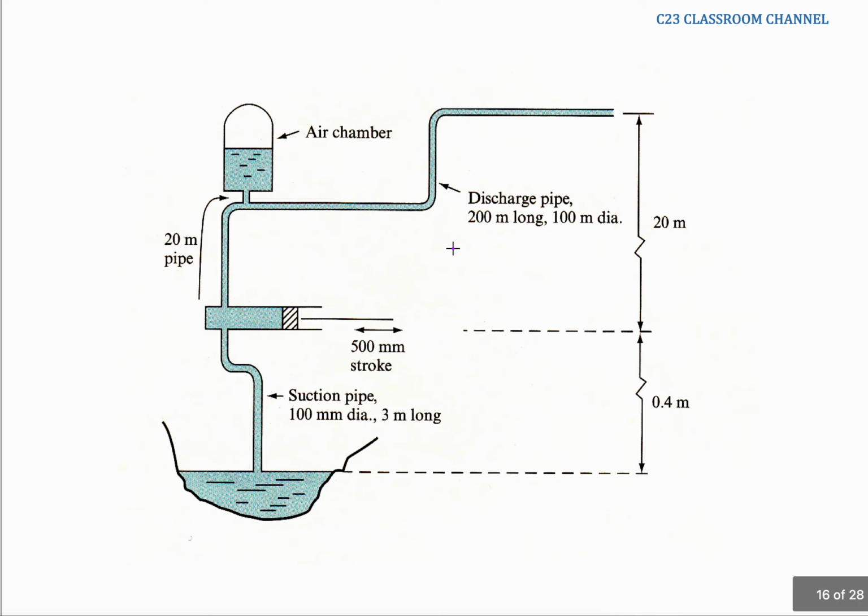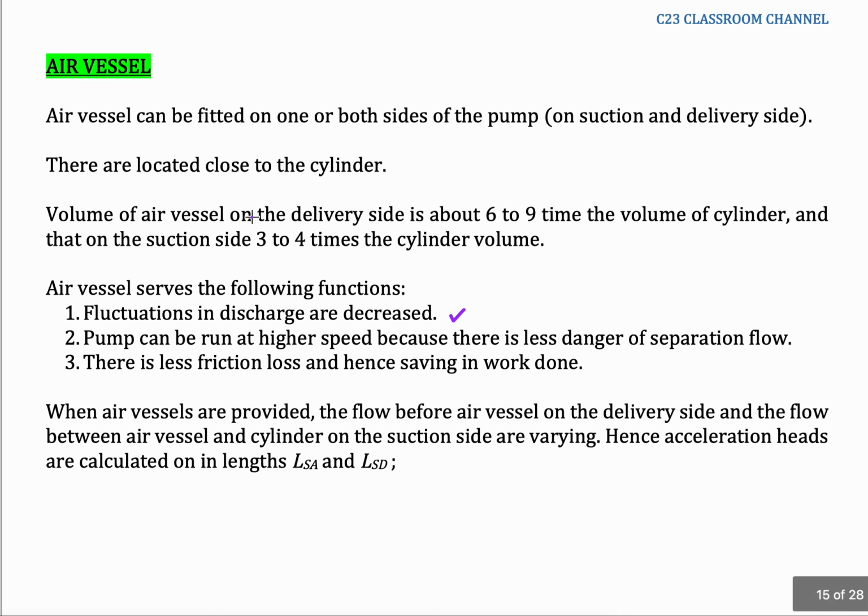It can be described as this one. The air vessel means we provide an airtight compartment like this. We could install it in both the suction and delivery pipe. However, normally it is enough to install the air vessel on the delivery system. Why? Because, as mentioned in this slide, the fluctuation of discharge is decreased and it also creates less friction loss.